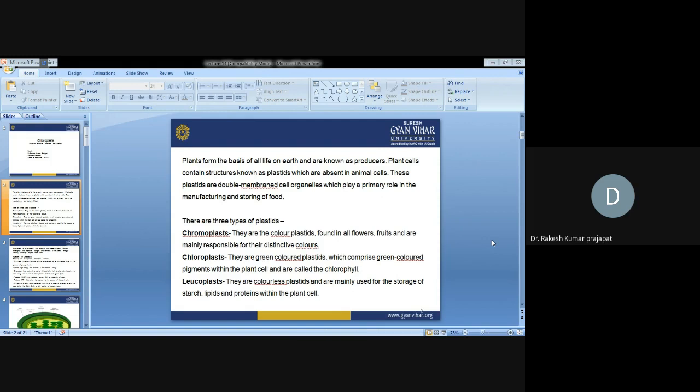There are three different classes of plastids: chromoplast, chloroplast, and leucoplast. Chromoplasts are the colored plastids. Chrome means pigment or color. They are found in all the flowers and fruits and are mainly responsible for their distinctive colors. Because each and every fruit and flower has different colors, the color is because of the chromoplast.